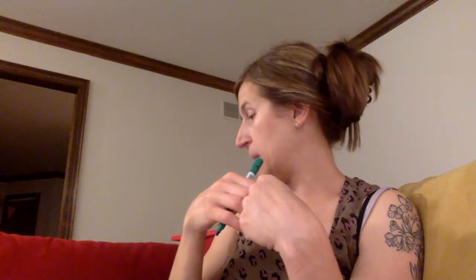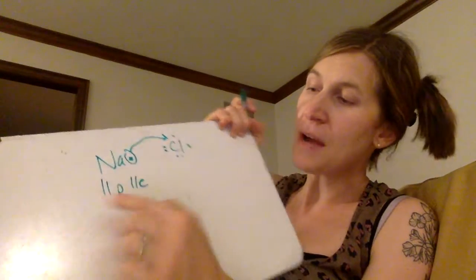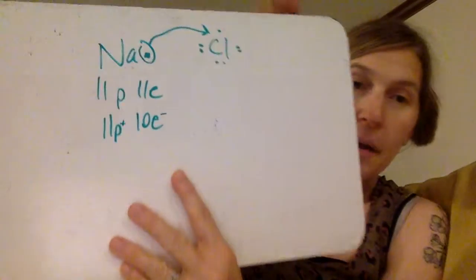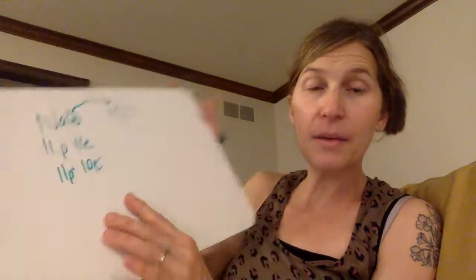So when sodium gives up its electron, think about it. Sodium has an atomic number of 11. That means it has 11 protons and 11 electrons. If sodium gives away one of its electrons, now it has 10 electrons, right? It still has 11 protons, but now it has 10 electrons. Let's put positive and negative so you can see what those are. So its overall charge is positive. It becomes a positive ion. We'll give that a name in a minute. So sodium, as it gives up its electron, becomes a positive ion. I want you to remember that.